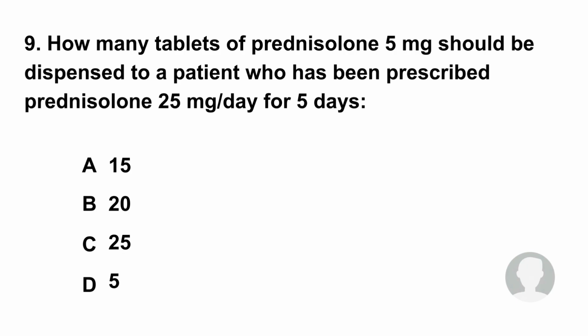Question number 9. How many tablets of prednisolone 5 mg should be dispensed to a patient who has been prescribed prednisolone 25 mg per day for 5 days? Here, the patient requires a total of 25 mg of prednisolone every day. So for that he needs 5 tablets every day. So for 5 days he needs 5 into 5, 25. So the correct answer is option C, 25 tablets.